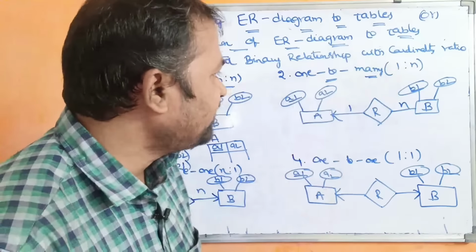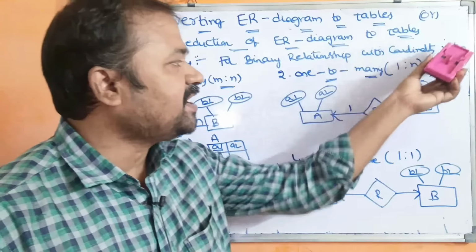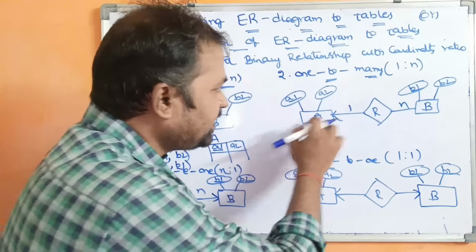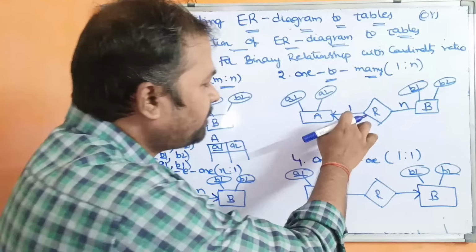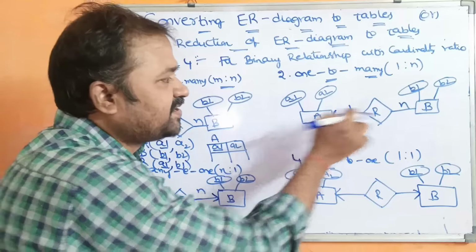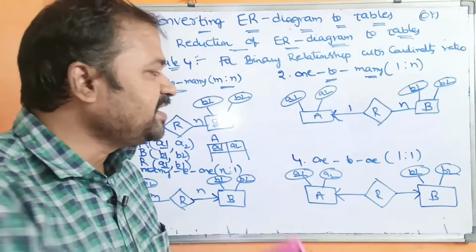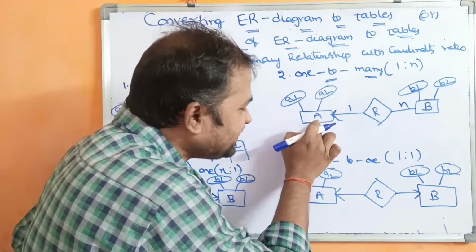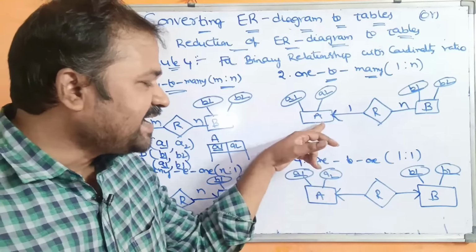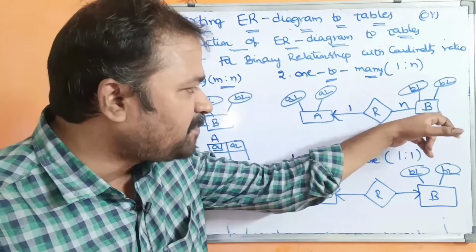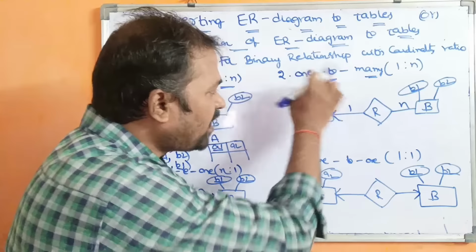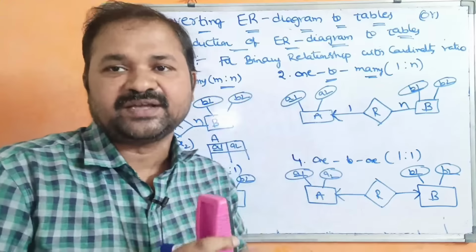Now let us see the second one. For binary relationship with cardinality ratio one to many, one is to n. The same diagram as the previous one, but the arrow will be towards the one. Here A is one, whereas B is many. So one entity of entity set A is mapped to many entities of entity set B. That's why the arrow will be towards that entity set.